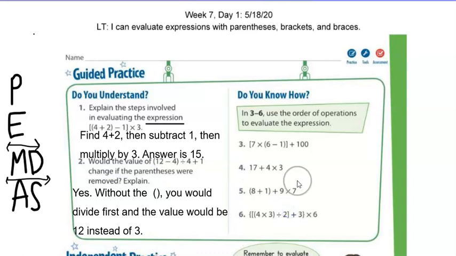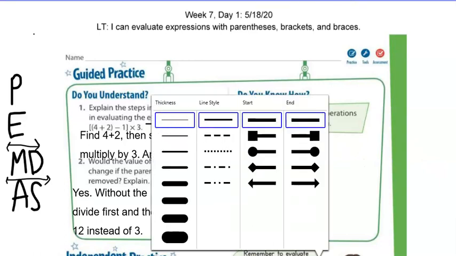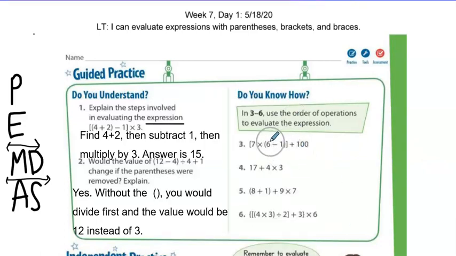All right, so on 3 through 6, we're going to go through and just kind of practice solving these problems. Looking at number 3, we have 7 times 6 minus 1 plus 100. So thinking about this problem, we have to decide what is it that we would be doing first. So you want to look at those innermost parentheses because the first thing is parentheses. So we would do 6 minus 1, which gives me 5.